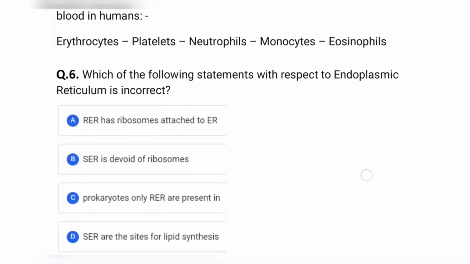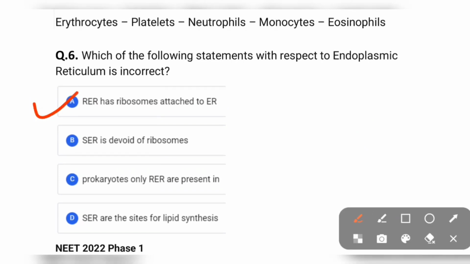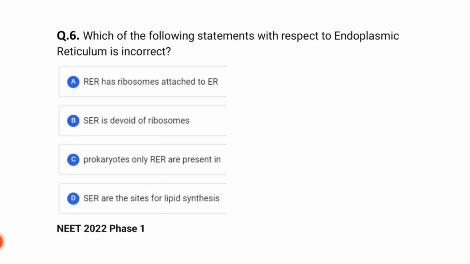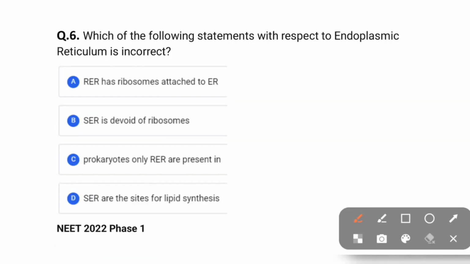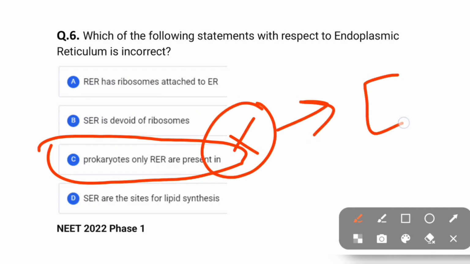Which of the following statements with respect to endoplasmic reticulum is incorrect? So here are the options: rough endoplasmic reticulum has ribosomes attached to it, smooth endoplasmic reticulum is devoid of ribosomes, in prokaryotes only rough endoplasmic reticulum is present, smooth endoplasmic reticulum is the site of lipid synthesis. See here is the twist, and the twist is that in prokaryotes only rough endoplasmic reticulum is present, so this is wrong, there no endoplasmic reticulum is present at all. So this is the correct option. You have to identify the incorrect one.